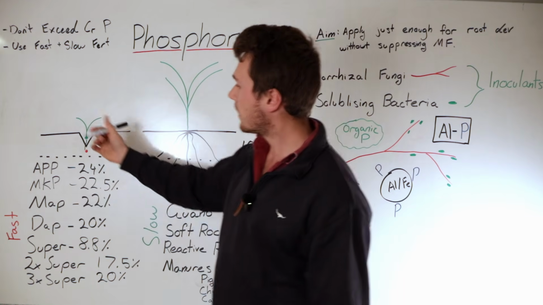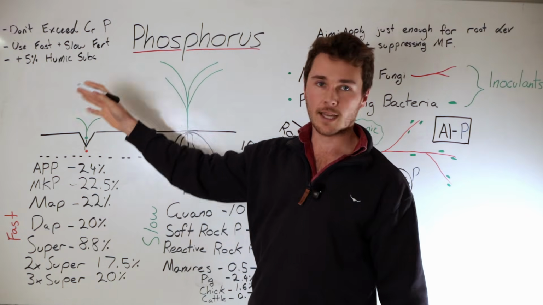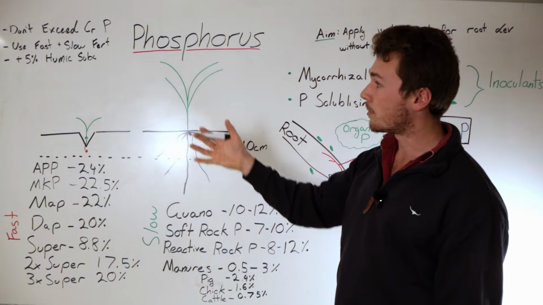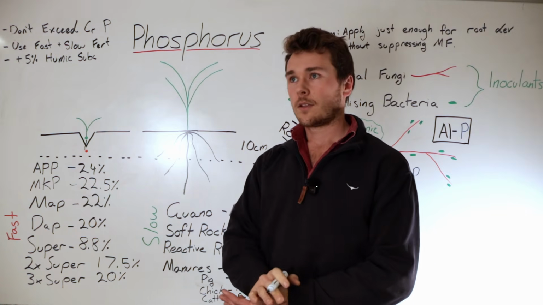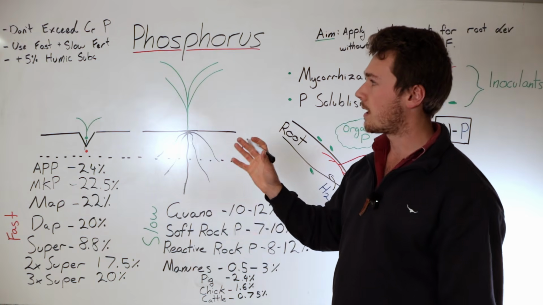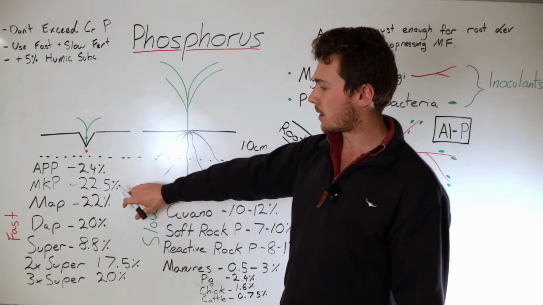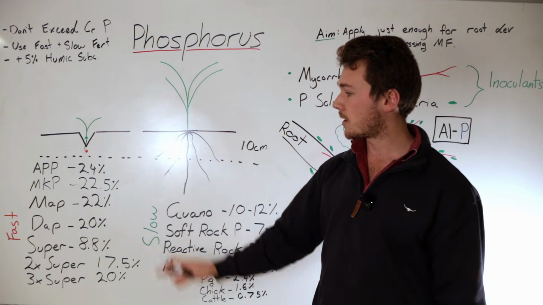What we can do is add 5% humic acid to these applications. You can use humic acid or fulvic acid or humates. Any of the humic substances is fine, 5%. Humic acid tends to be a bit cheaper than fulvic. You can get soluble forms. One of our product suppliers has MAP that's coated in humic substances, so that's a really good one.